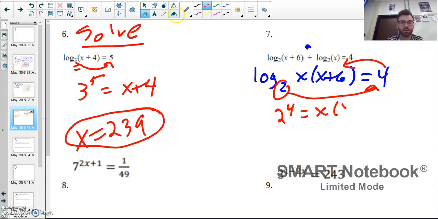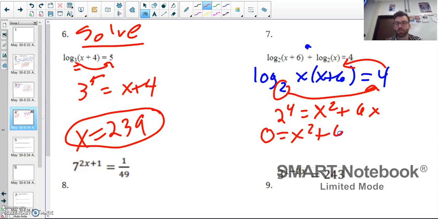I'm just going to go ahead and go x squared plus 6x. 2 to the 4th is 16. I'm going to bring that 16 over, so 0 equals x squared plus 6x minus 16. So, guess what? We have to factor. That's fun. I'm so excited to factor.